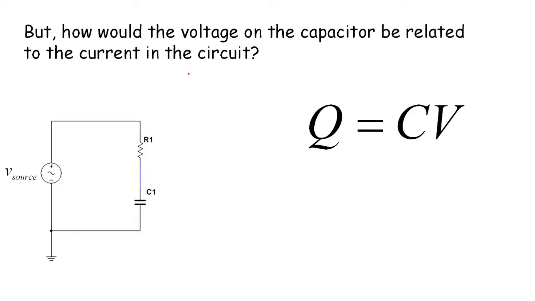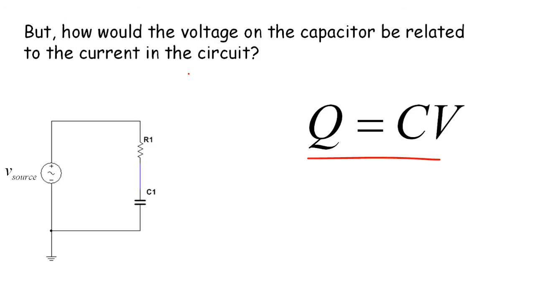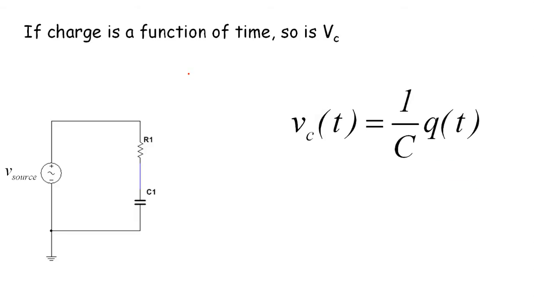Okay, how could we do the same thing for a capacitor? We know this is the definition of capacitance, and we'd like to know what the voltage on the capacitor is as a function of current. I solve this equation for voltage, dividing both sides by C, and I see I've got voltage as a function of charge instead of current. It's a little bit of a problem, but we're going to get over it.